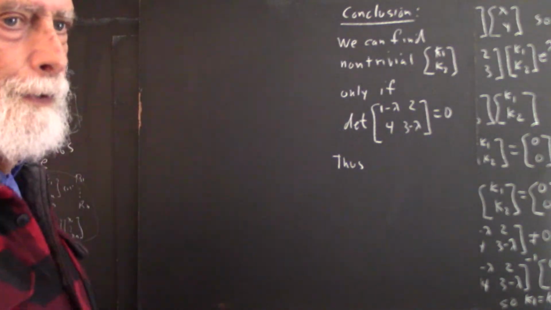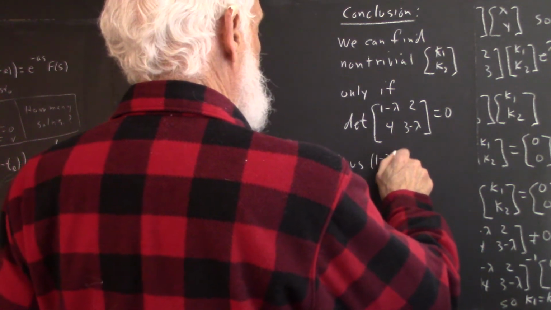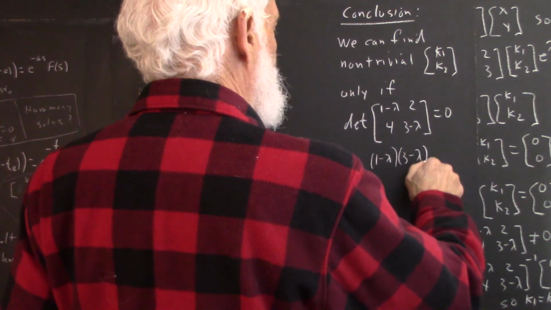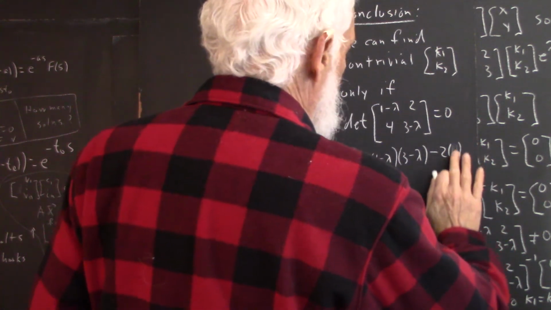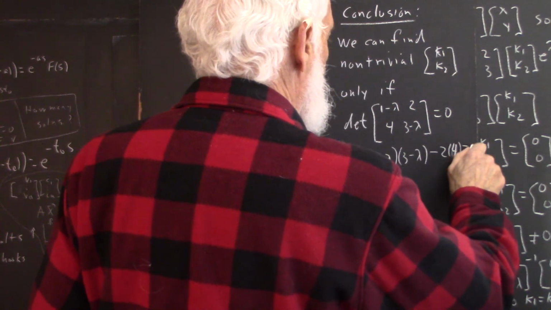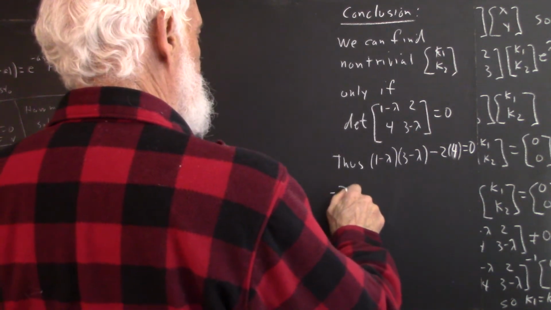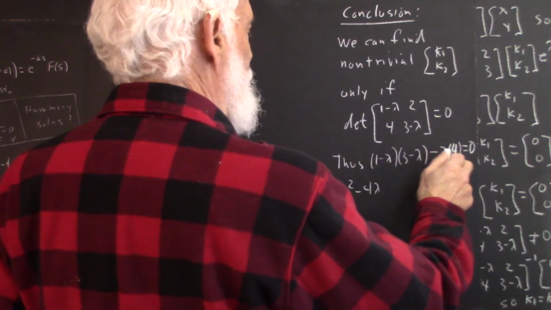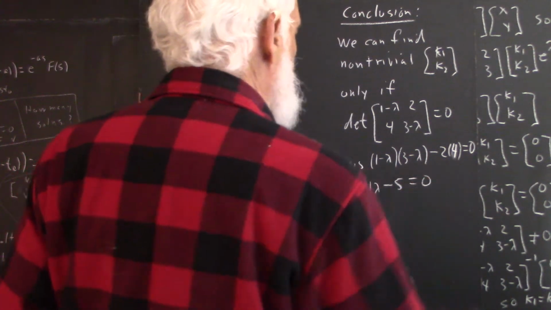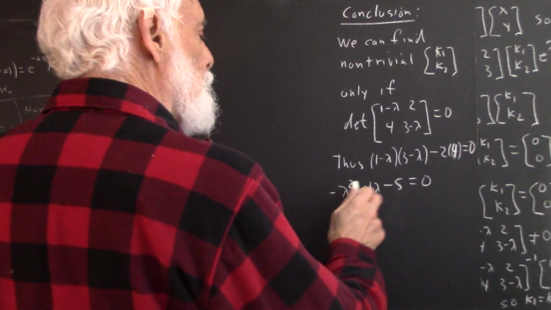And now you see, I think, where the characteristic equation is going to come from. Thus, well, the determinant is 1 minus lambda times 3 minus lambda minus 2 times 4, and it's 8 of course, but it should be 2 times 4, equals 0. So you get negative lambda squared minus 4 lambda. And then you're going to get plus 3 minus 8, so that's minus 5, equals 0. And your solutions, okay, these are all negative.